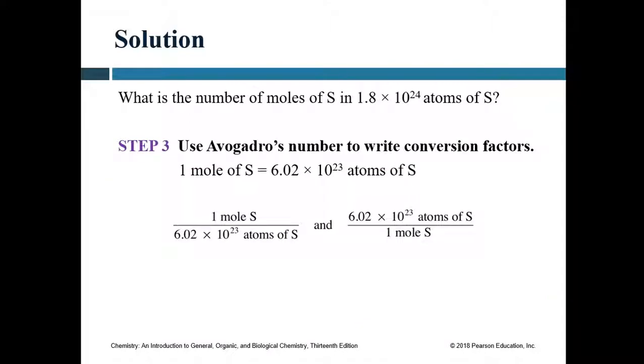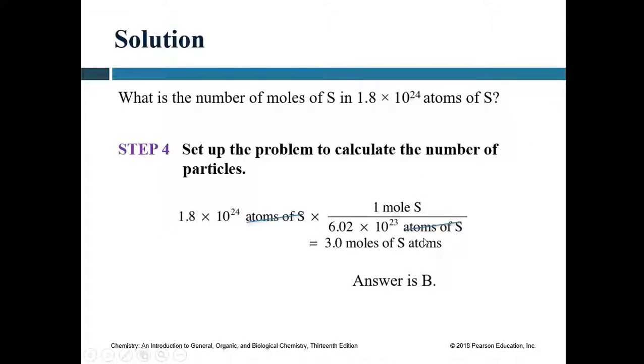Well, let's see our choices of how we're going to use Avogadro's number. Do we have our 1 mole of sulfur on top, or do we have the 1 mole of sulfur on bottom? Well, let's set up our problem. Let's start with what's given. Let's write it down: 1.8 times 10 to the 24th atoms of sulfur. Well, once we write this down, it's straightforward.